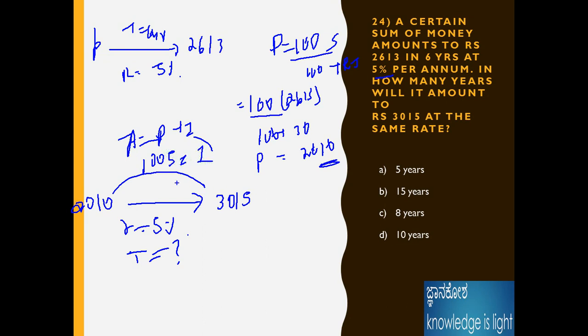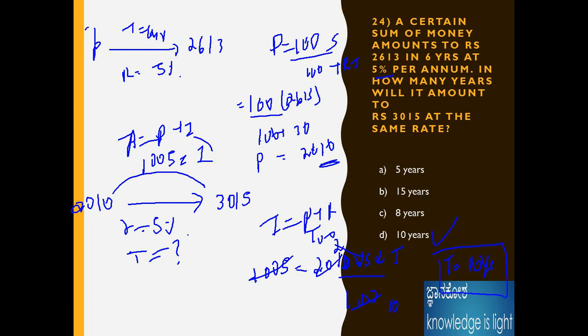I is 1005. Then I is equal to PTR over 100. Therefore 1005 is equal to 2010 into 5 into T divided by 100. Simplifying, T is equal to 10. T is equal to 10 years. It takes 10 years to convert 2010 amount.